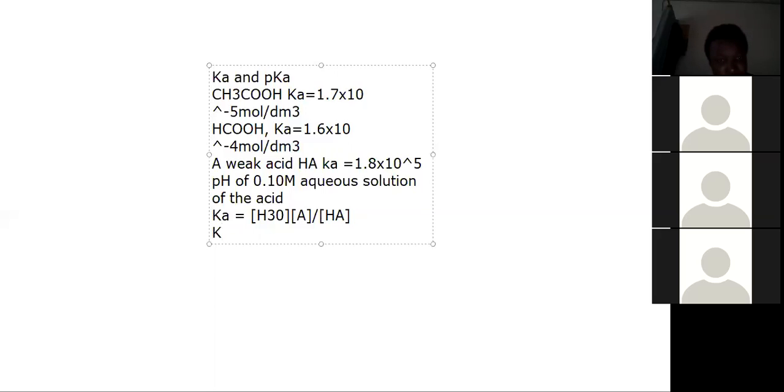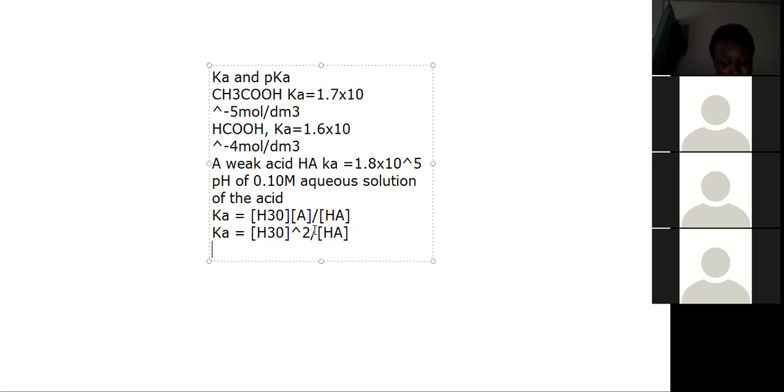And so we can get Ka is equal to, since H3O plus and A minus are equimolar, we can say that they are of the same molarity. We can say that they are equal. So this will be raised to the power 2, and still divided by HA.